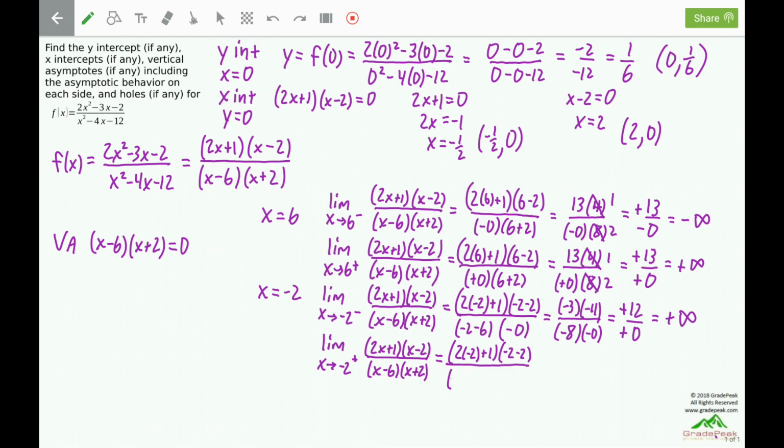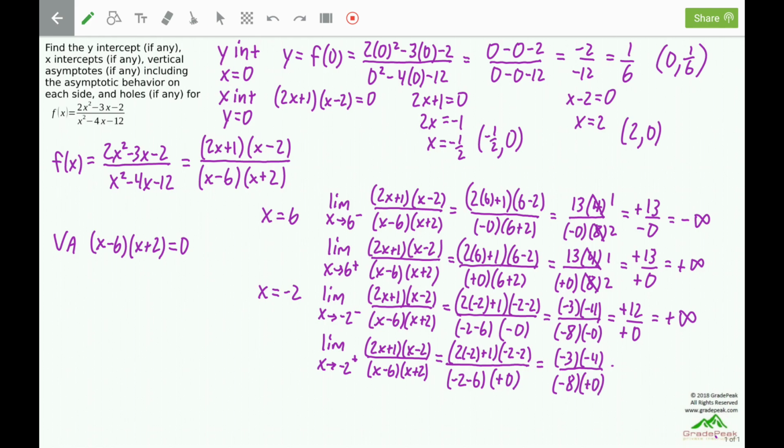divided by negative 2 minus 6 and a positive 0 for the x plus 2 factor. 2 times negative 2 is negative 4 plus 1, which will give a negative 3. Negative 2 minus 2 is a negative 4. Minus 2 minus 6 is a negative 8.